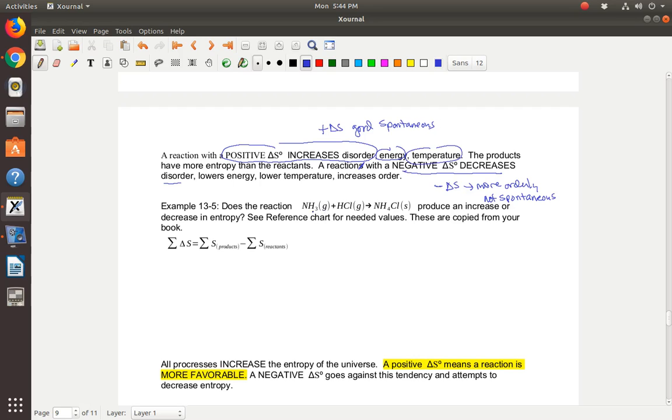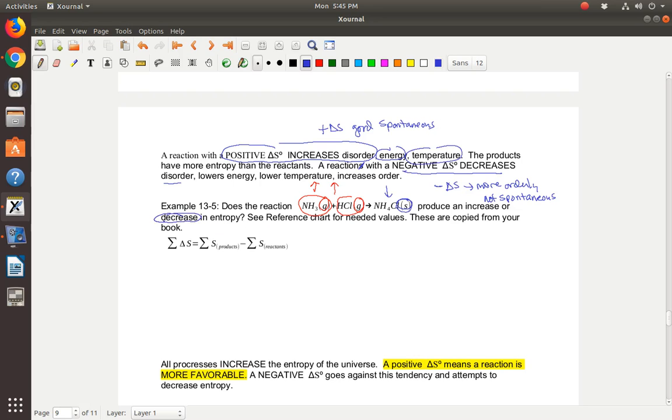So here, on the reactant side, we have a gas and another gas. They have a lot of entropy, a lot of disorder. And then on the product side, we have a solid. That has a little bit of disorder. So, am I increasing entropy or decreasing entropy when I take these two gases and I form a solid? Well, both the gases have more entropy than the solid. So I'm going to be decreasing. I should be decreasing the entropy in this case.